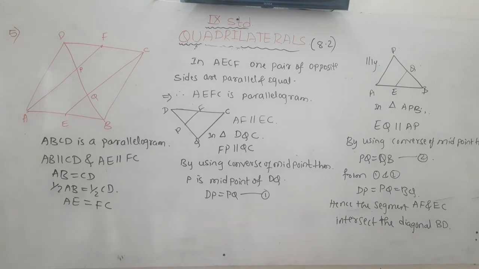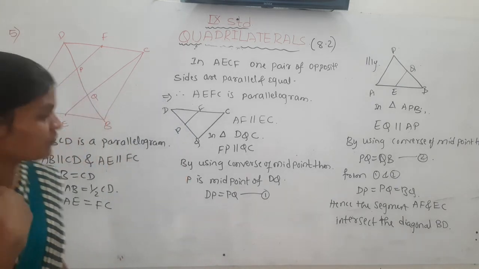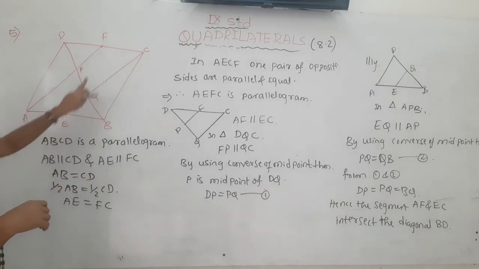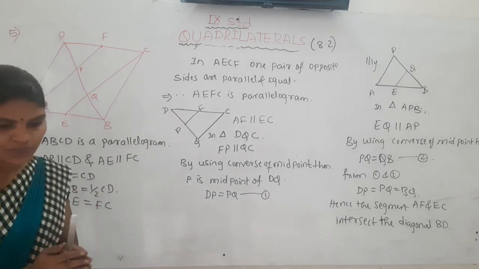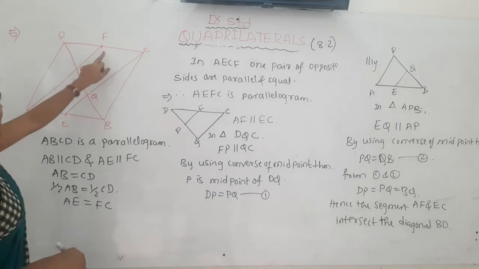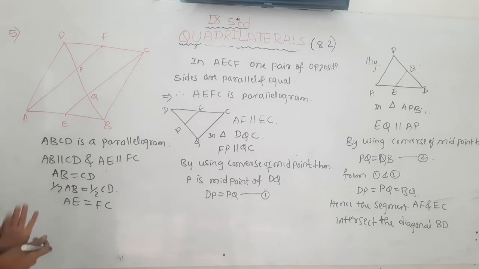The fifth problem here. In a parallelogram ABCD, yes, this ABCD is a parallelogram, E and F are the midpoints of AB as well as CD, and so that the line segments AF and EC intersect the diagonal BD.